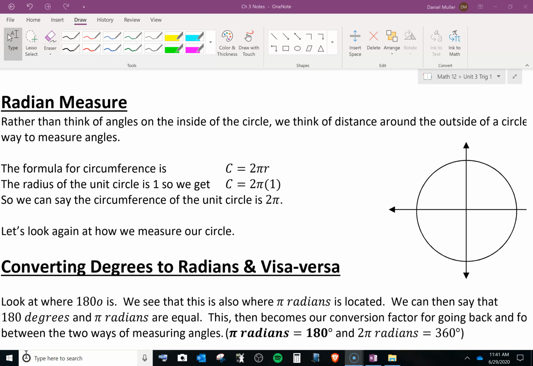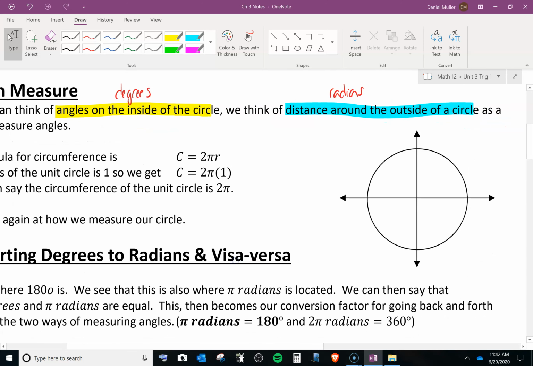Radian measure. We're about to learn or relearn everything we just did, but instead of using degrees, we're now going to learn it all with radians. So rather than thinking of angles on the inside of a circle, which is what we call degrees, we're now going to be thinking of the distance around the outside of the circle, and that is going to be radians. The distance around the outside of a circle, well, that is circumference.